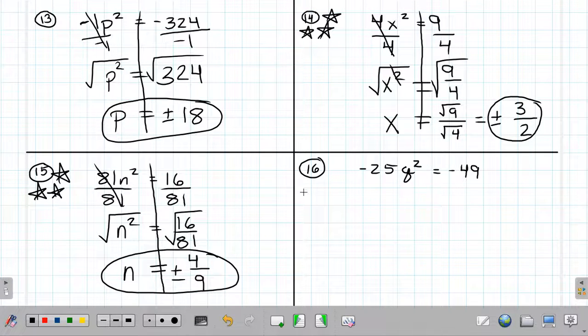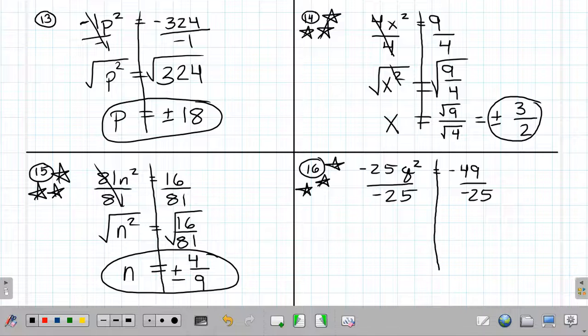Now number 16, same exact thing. Just one little hiccup on this one, though, is that we have negative 25q squared is equal to negative 49. So same things here. We're going to divide by negative 25, the same step that we did in numbers 14 and 15. We divide by whatever is multiplying times q squared here. Those will go away, so we get q squared is equal to negative 49 over negative 25. Well, we can go ahead and say that the negatives are going to cancel out anyway.